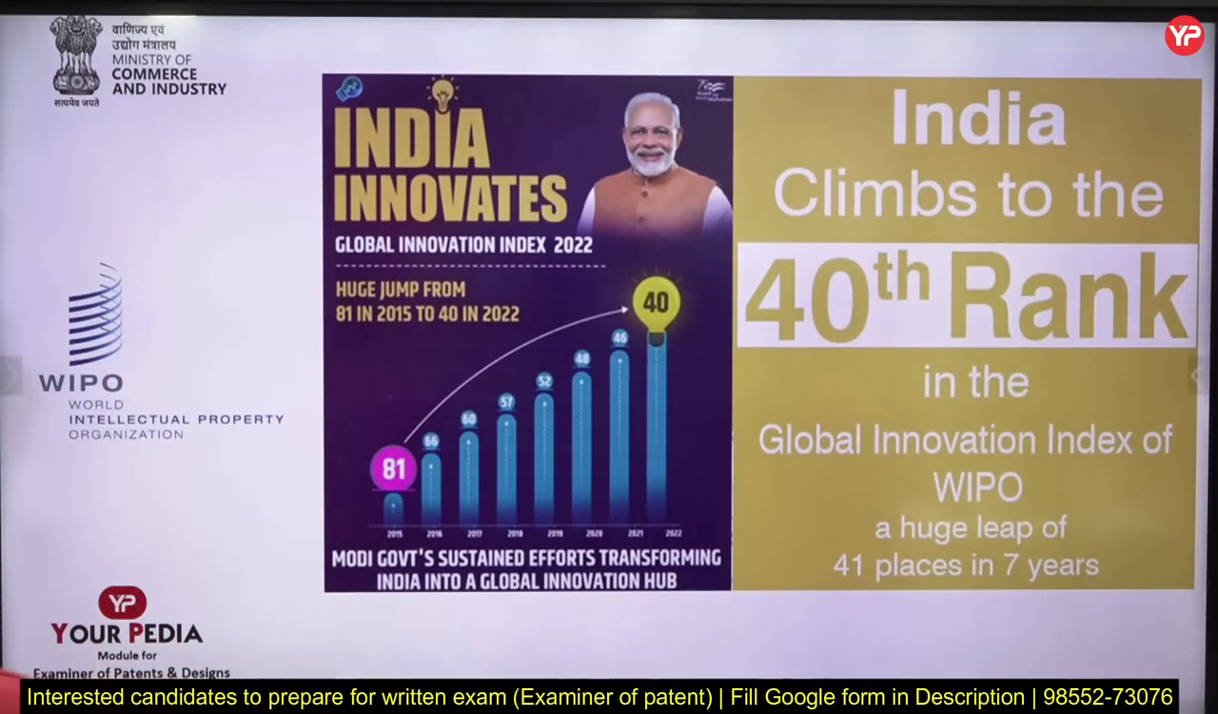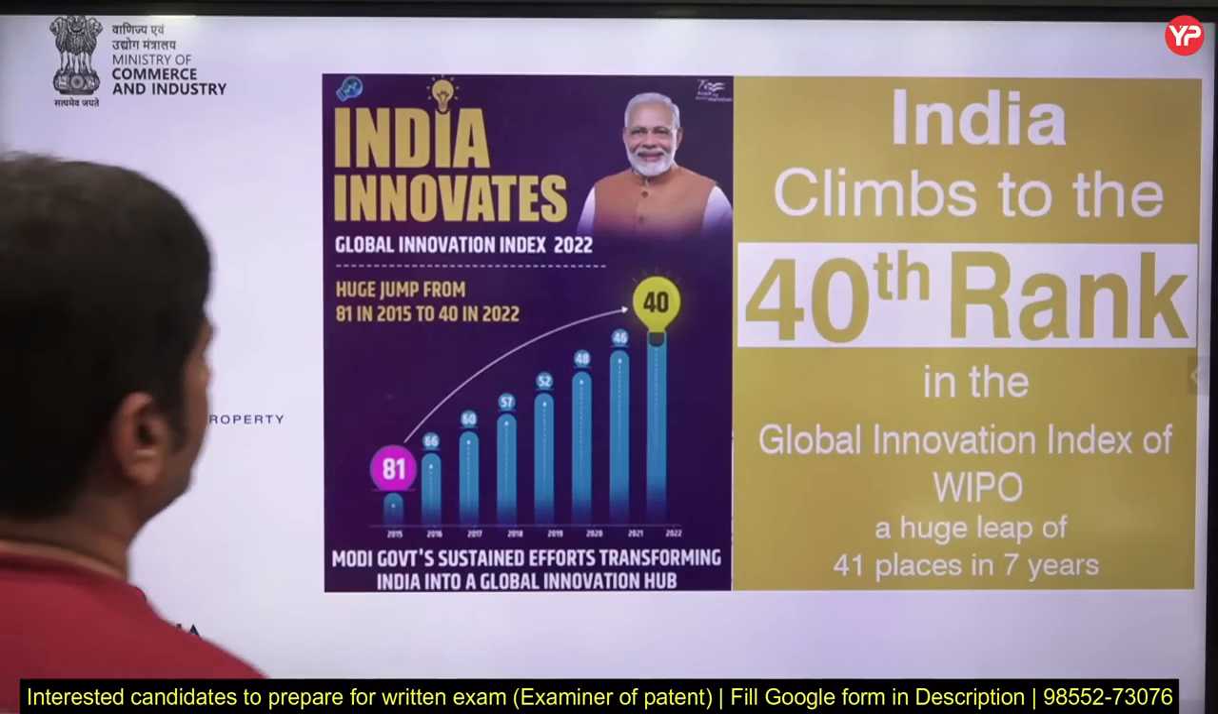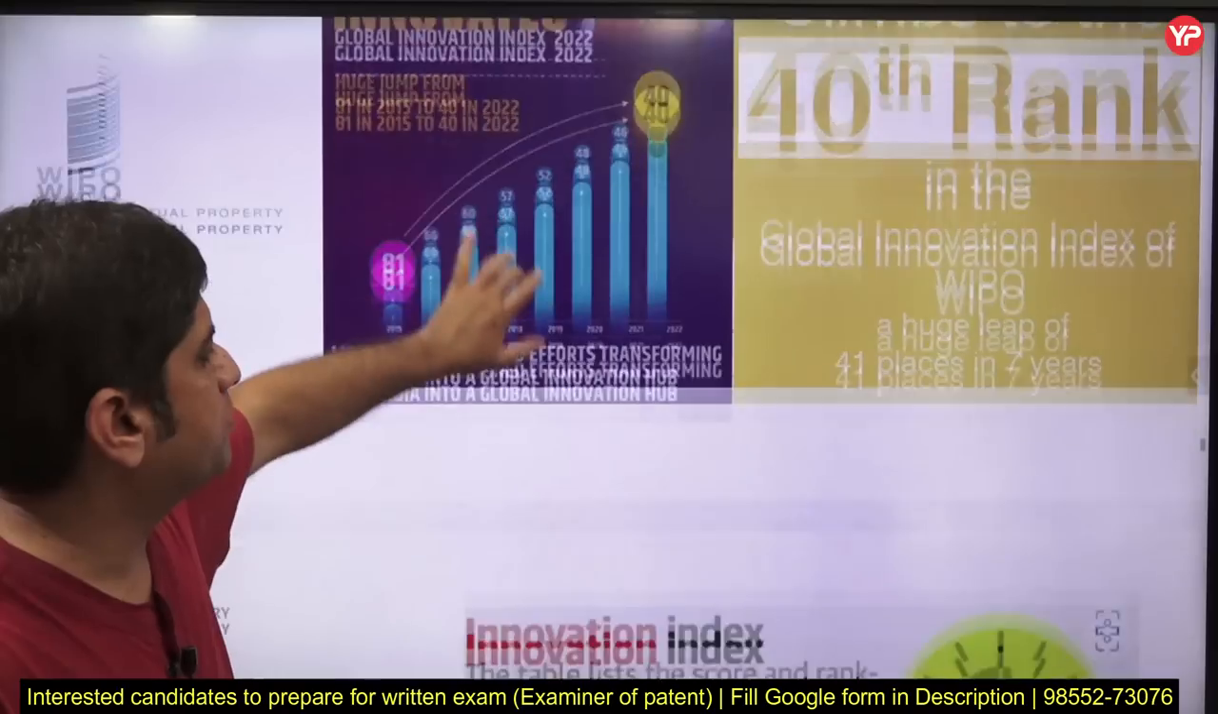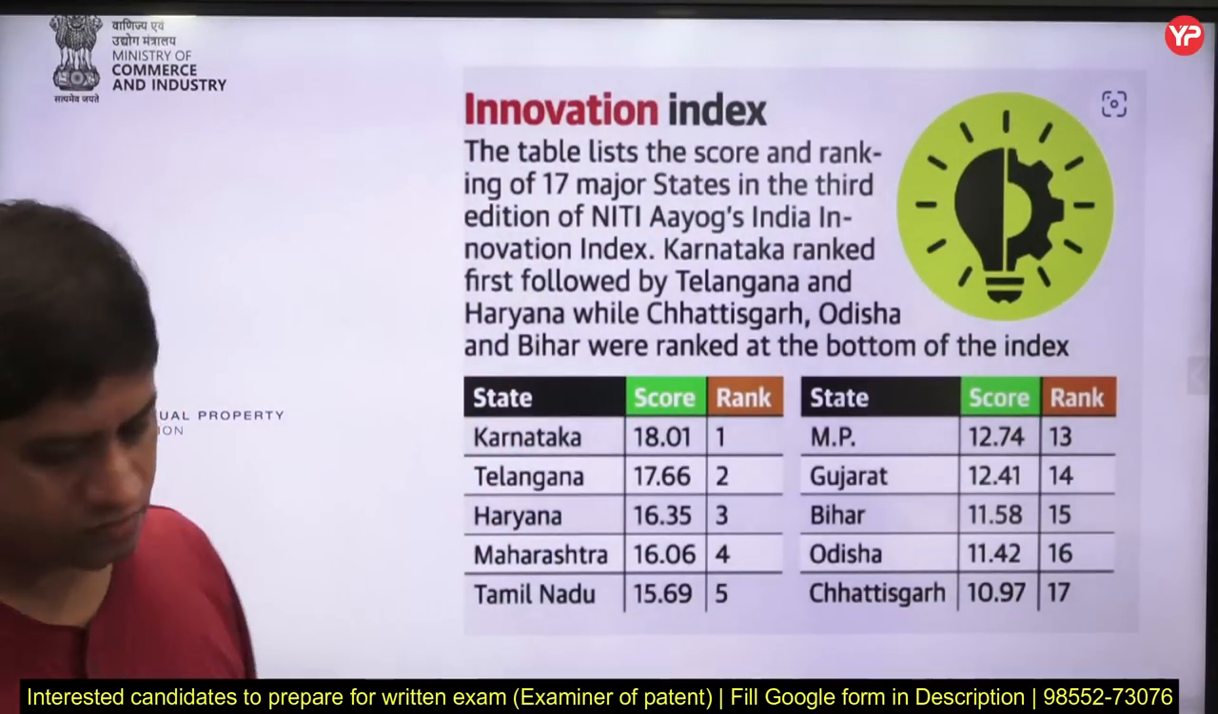Right? So India has something to feel proud about, like the 40th rank. India climbs to 40th rank in the Global Innovation Index. And there's a huge jump in this. So India is doing relatively well. As I told you, our credibility and credentials in telecom and internet and all, these are the reasons why I think India is jumping to these high ranks.